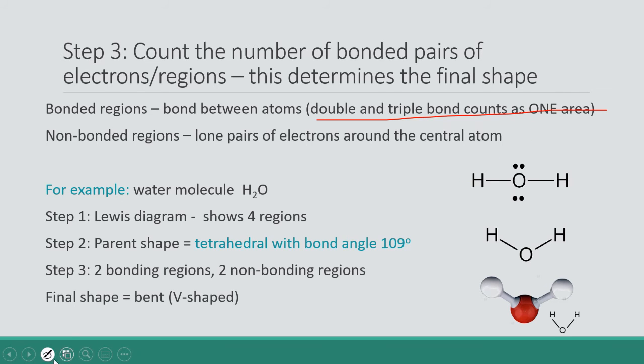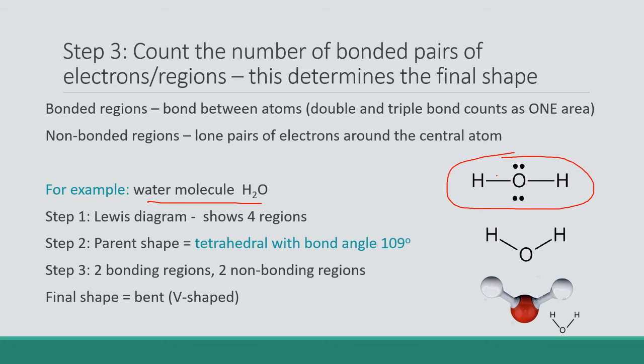Okay. I didn't mean to cross that out. So let's look at some examples, because it's easier to explain with examples. So look at the water molecule. We look at the Lewis diagram here. This is the Lewis diagram. There's 1, 2, 3, 4 areas of electron density around the central atom, 2 bonding and 2 lone pairs.